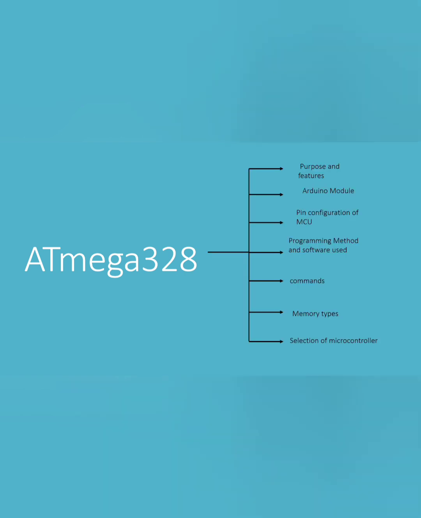In this lecture I will explain Atmega 328P, its purpose, its features, the Arduino module, the pin configuration of MCU, programming methods, which programming language and software is used, how you can start with basic commands, memory types and significance concerning Arduino and different variants of Arduino.